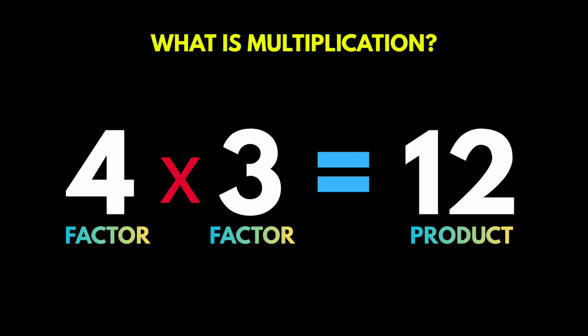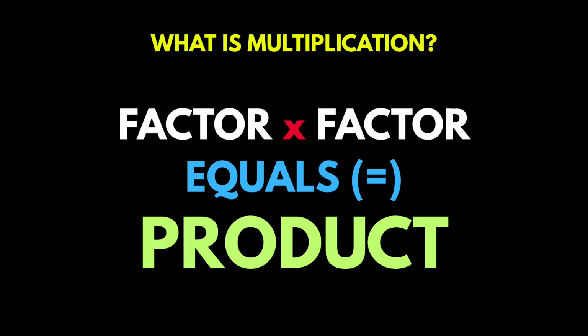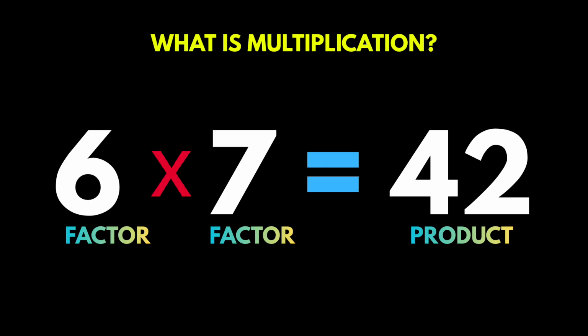Now the vocabulary. The numbers being multiplied together are both called factors. The result of multiplying them is called the product. Say those. Factor, factor, product. 6 and 7 are both factors. 42 is the product. So on a test, if they ask for the product of 6 and 7, they mean to multiply. Product is the single most tested vocabulary word for multiplication.